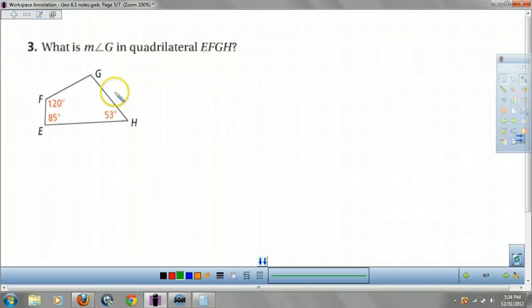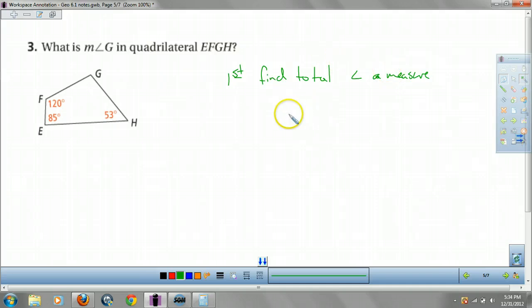Now, here's a different one. What's the measure of angle G in EFG? First, you need to find the total angle measure. A lot of you guys are probably going to be saying, Mr. Willard, I already know it's 360. It's a quadrilateral. But what if you didn't know? So we're going to do our 4 minus 2 times 180, which lo and behold equals 360 degrees.